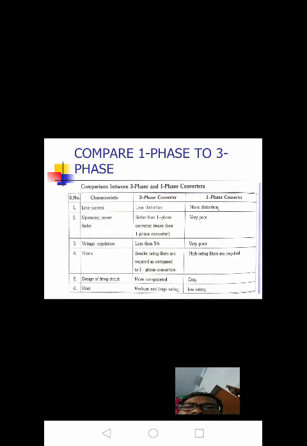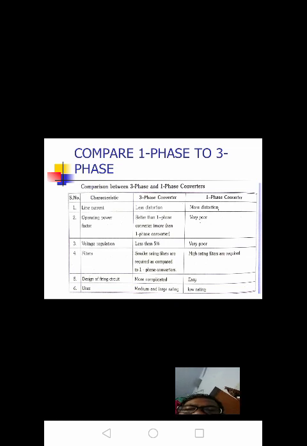The second point is operating power factor. Operating power factor is better in 3 phase conversion, less in single phase conversion. Another one is voltage regulation. In a 3 phase converter it is less than 5%. In single phase conversion, it is very poor. Voltage regulation is very poor for single phase conversion.